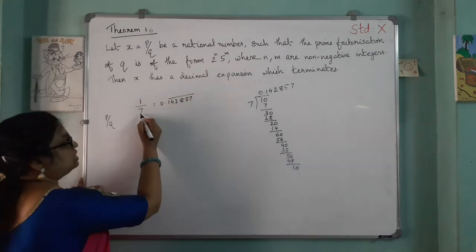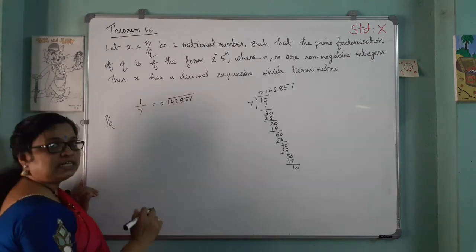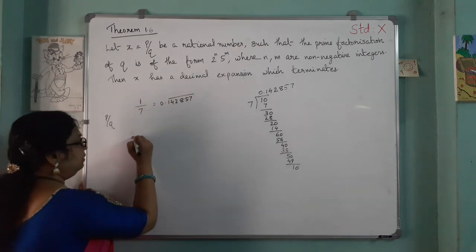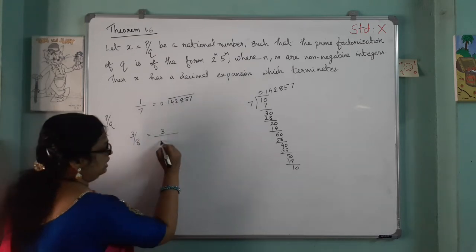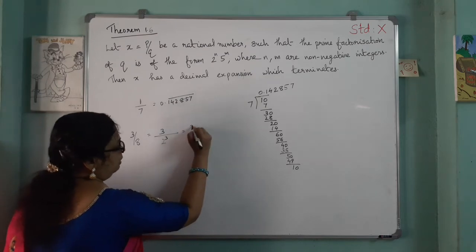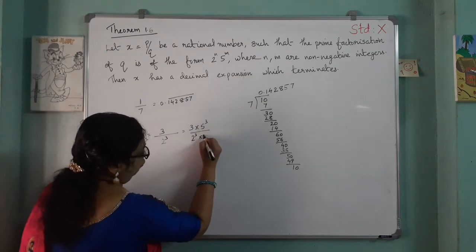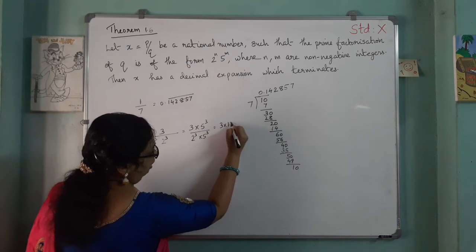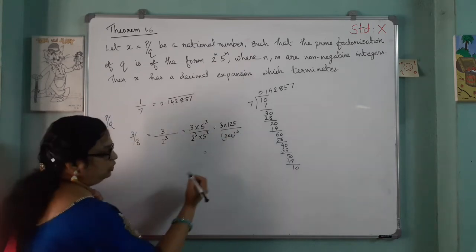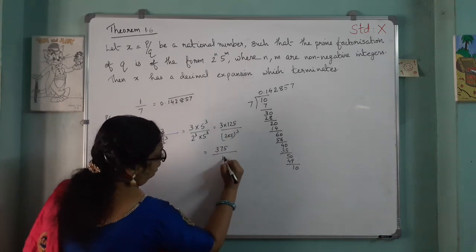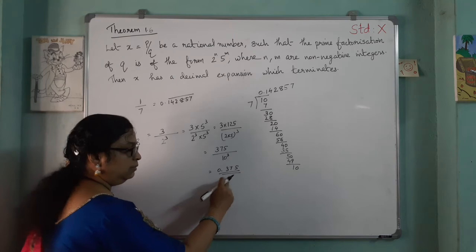0.142857. This 7 is a prime number, so it cannot be written in the form 2 raised to n, 5 raised to m. Next example, the same example we take from the previous theorem, that is 3 by 8. 3 by 8 we can write, that is, 8 is the denominator, that is 2 cube. Then for 2 cube we multiply both numerator and denominator with 5 cube, divided by 2 cube into 5 cube. That is 3 into 125 divided by 2 into 5 the whole cube. That is 125 into 3 is 375 divided by 10 cube, which means 0.375. And this is a terminating decimal.